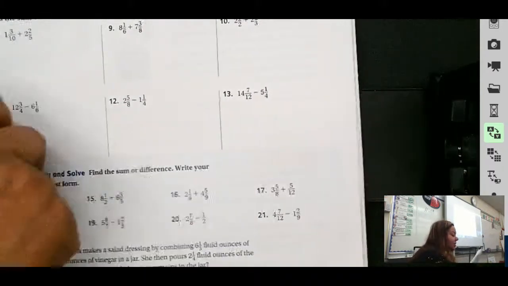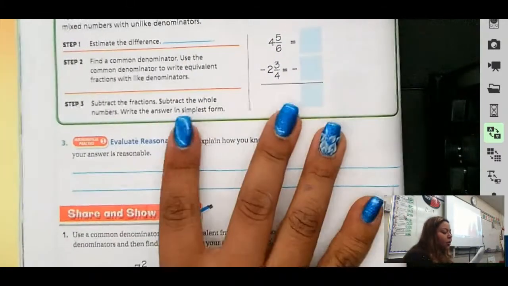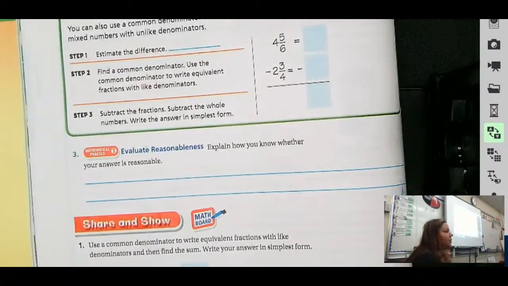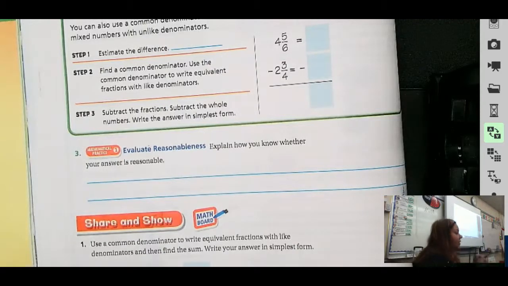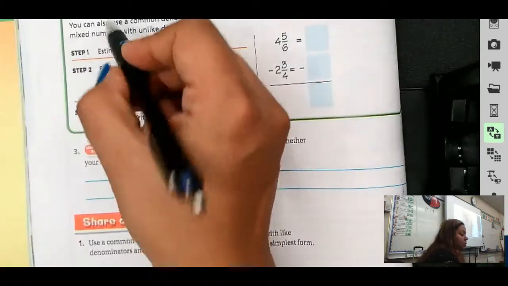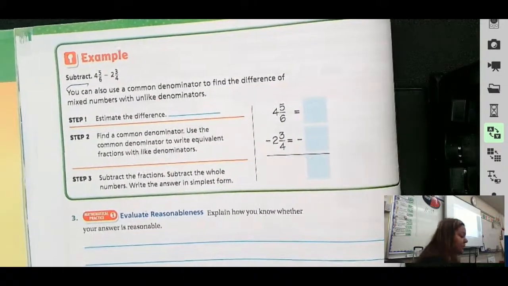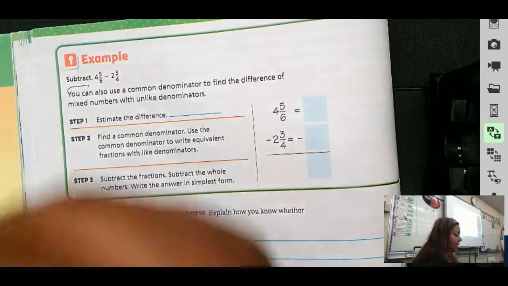So let's go ahead and turn the page and do another example before we try one on our own, and then before we do the checking for understanding. In this case, however, we're going to subtract. So let's estimate the difference.